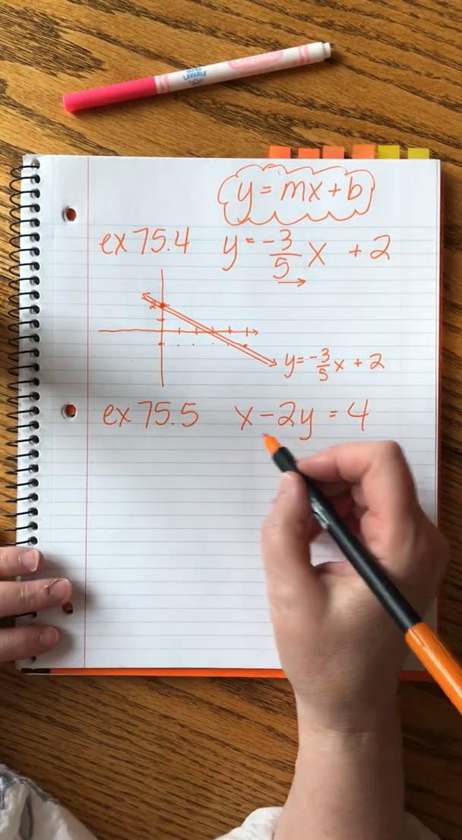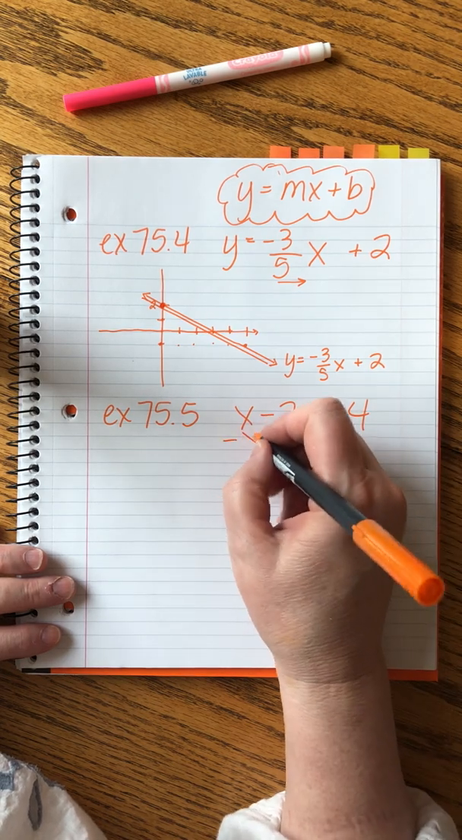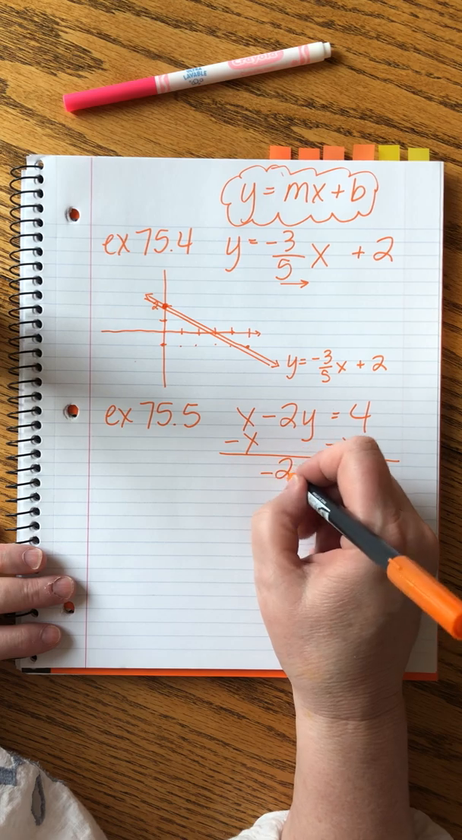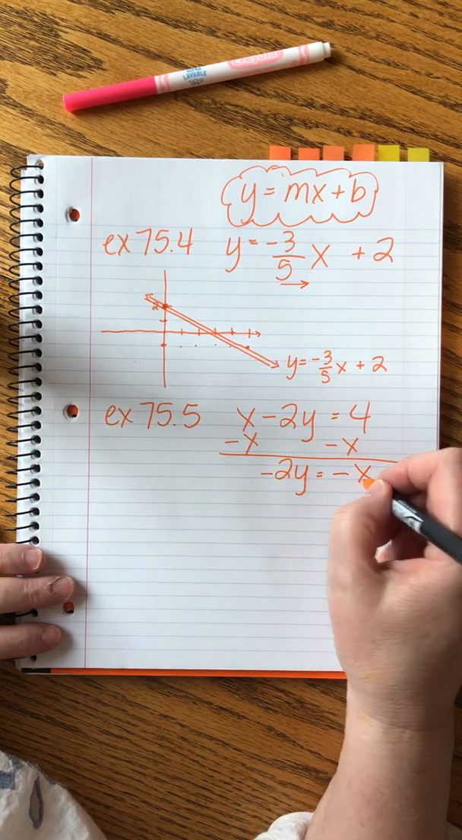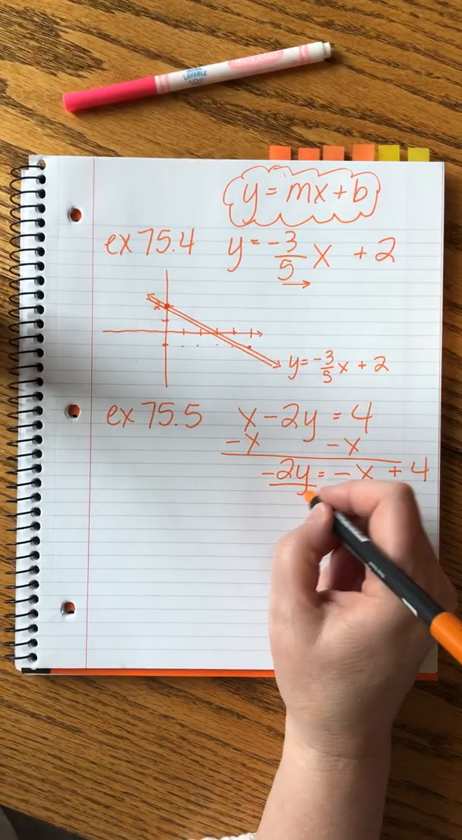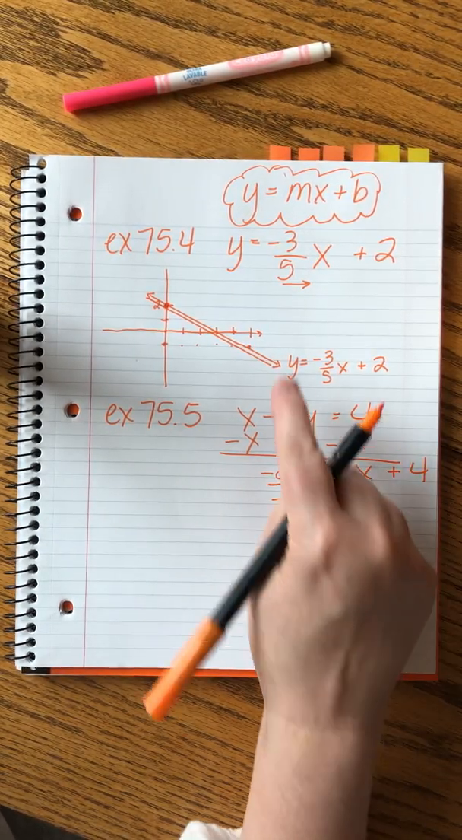So we have to do a little algebra to clean this up and get it into this shape before we can go any further. So I want the x to be on the right side. So I'm going to subtract the x from both sides. And then I get minus 2y equals minus x plus 4. And now I have to divide this minus 2 away because I need the y to be plain.